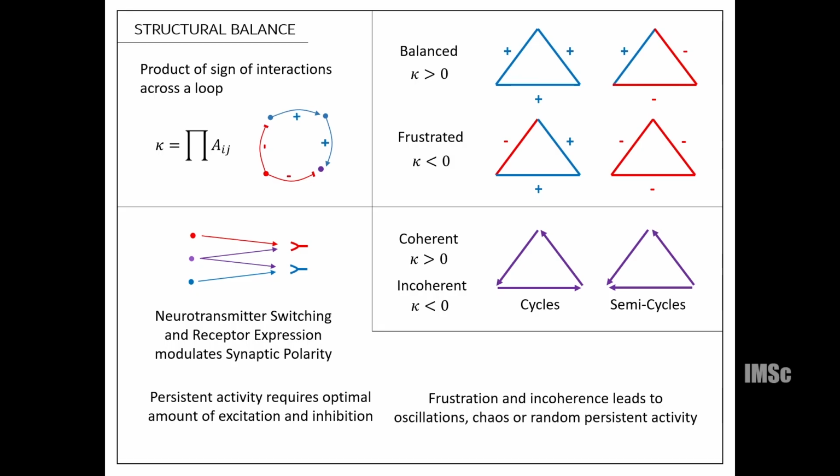So balanced systems usually allow you to store patterns. It gives you stability. Frustrated systems can give you cycles, chaos, even just random, incoherent, persistent behavior. And usually you need some kind of sign balance to see persistent behavior in these networks. So if there is too much excitation, everything is just constantly firing or constantly on. If there is too much inhibition, the activity just dies down. But at a sweet spot, you'll see the activity somehow being able to persist itself.